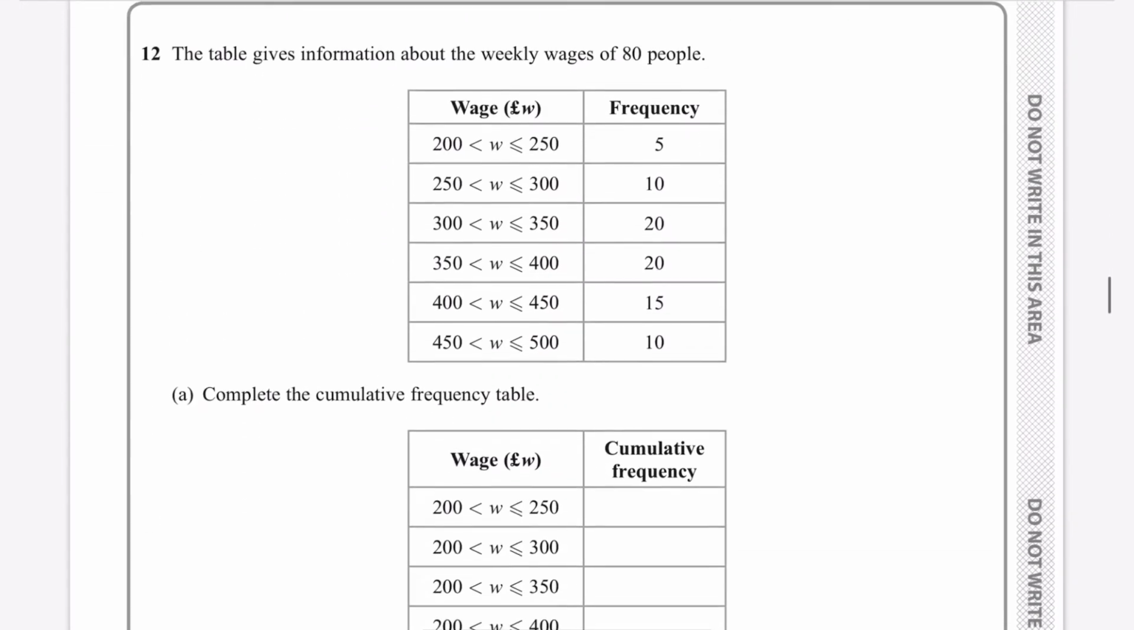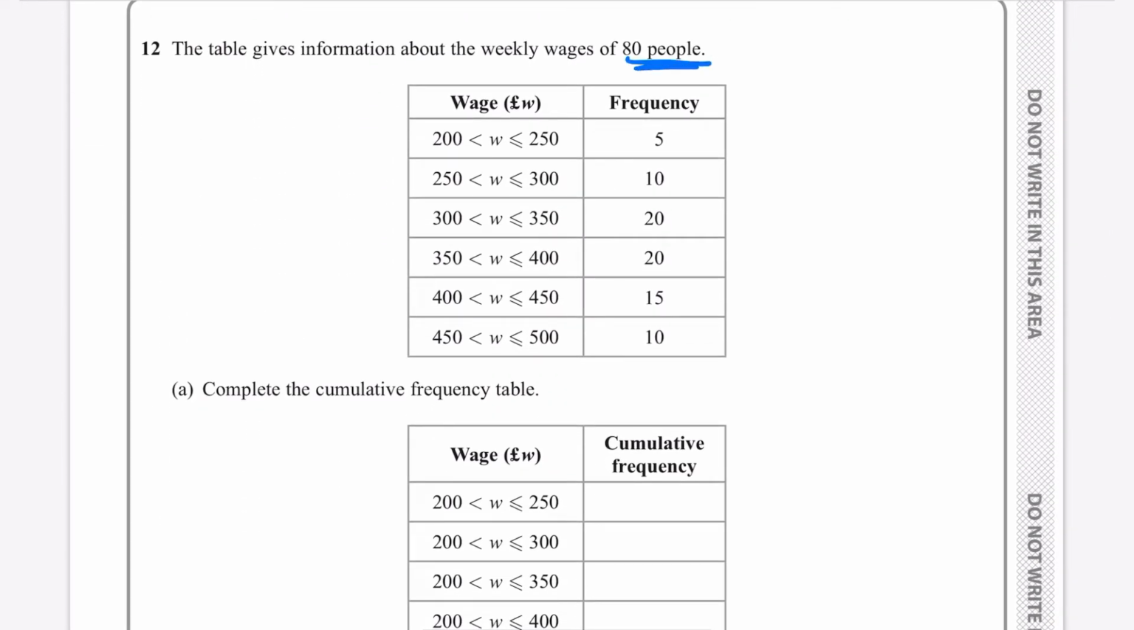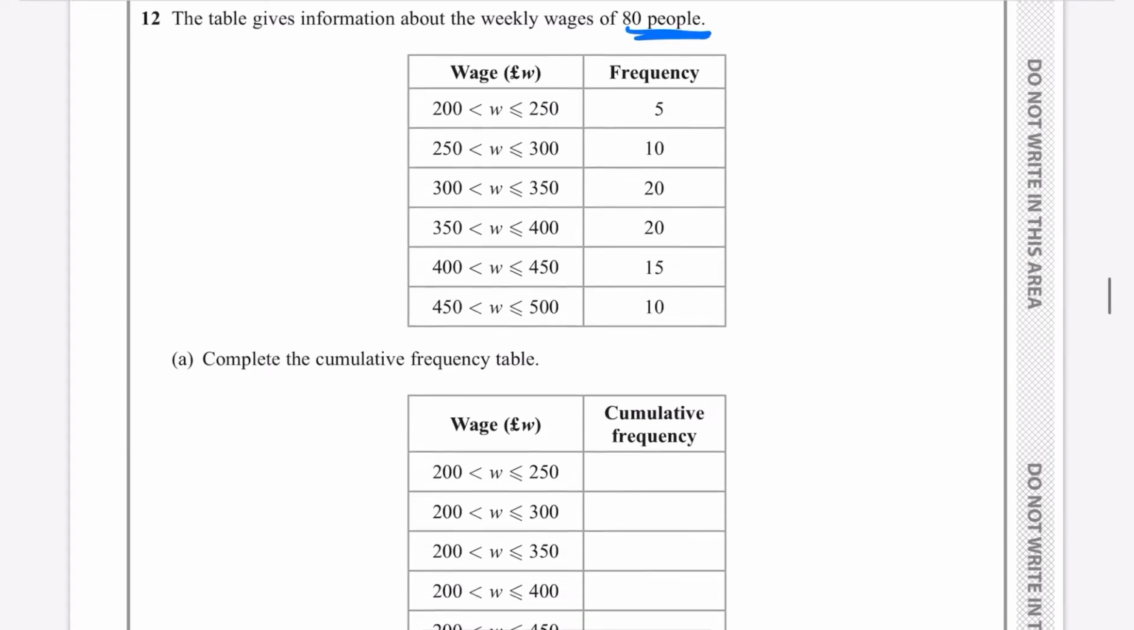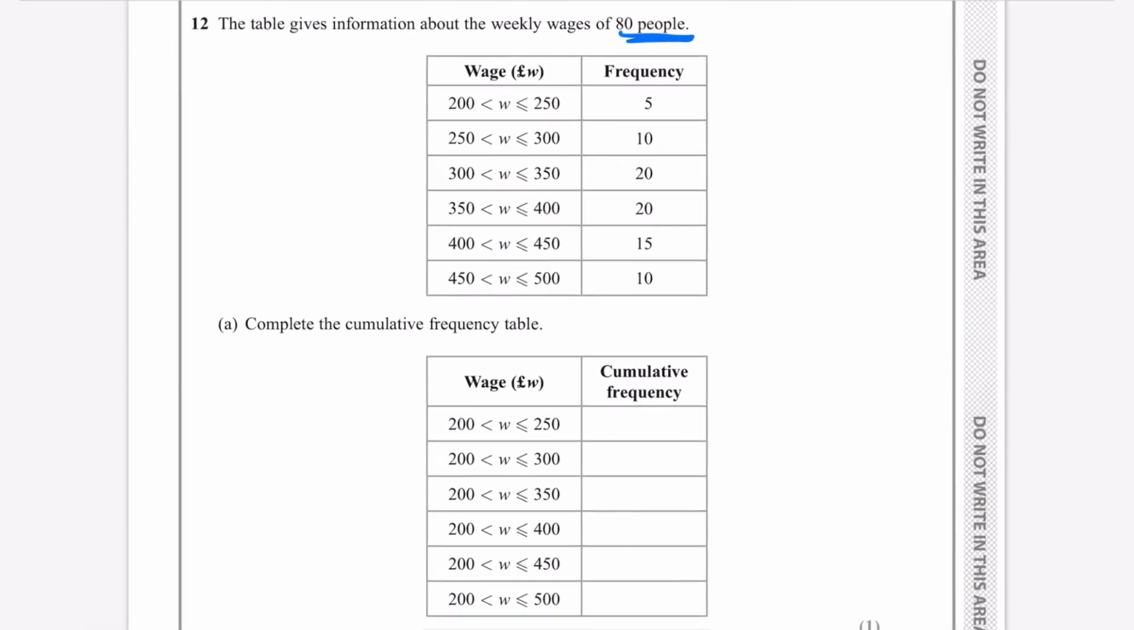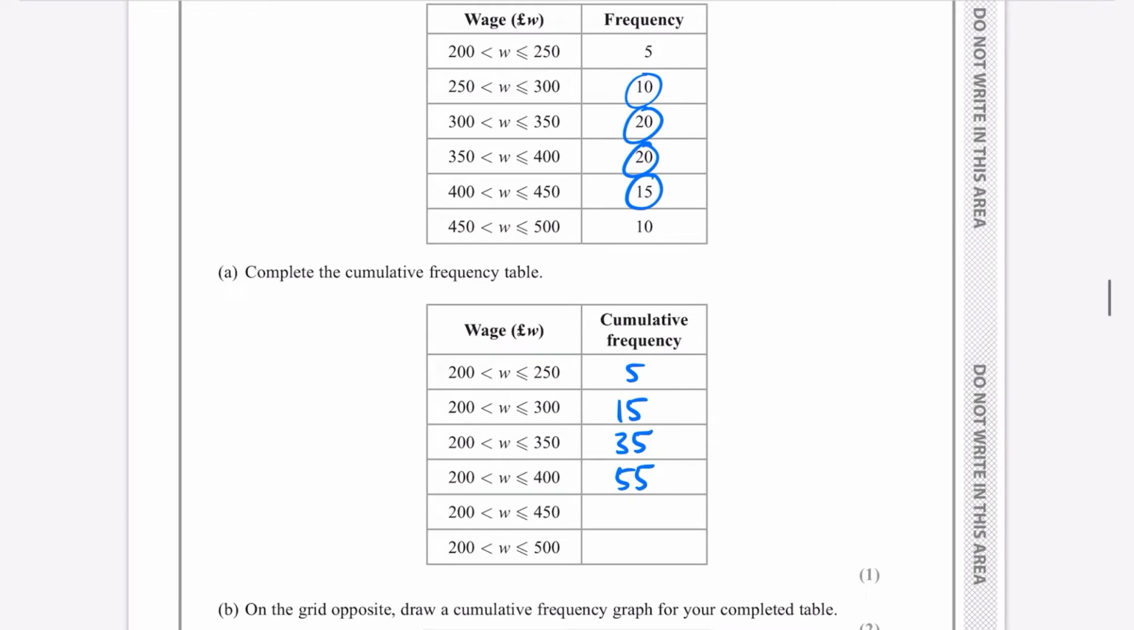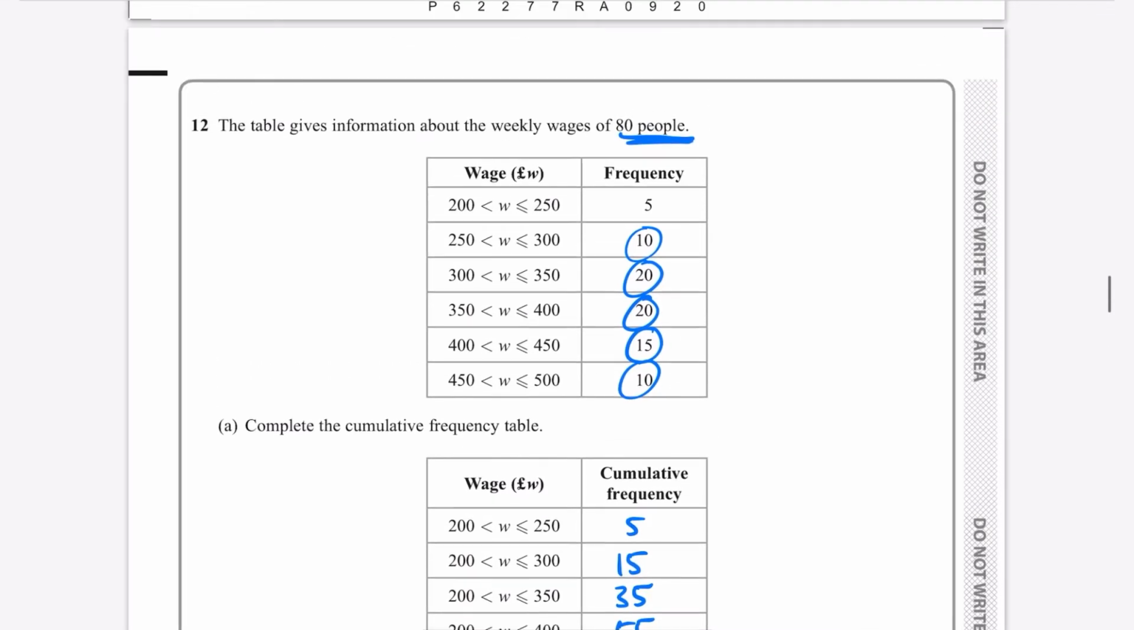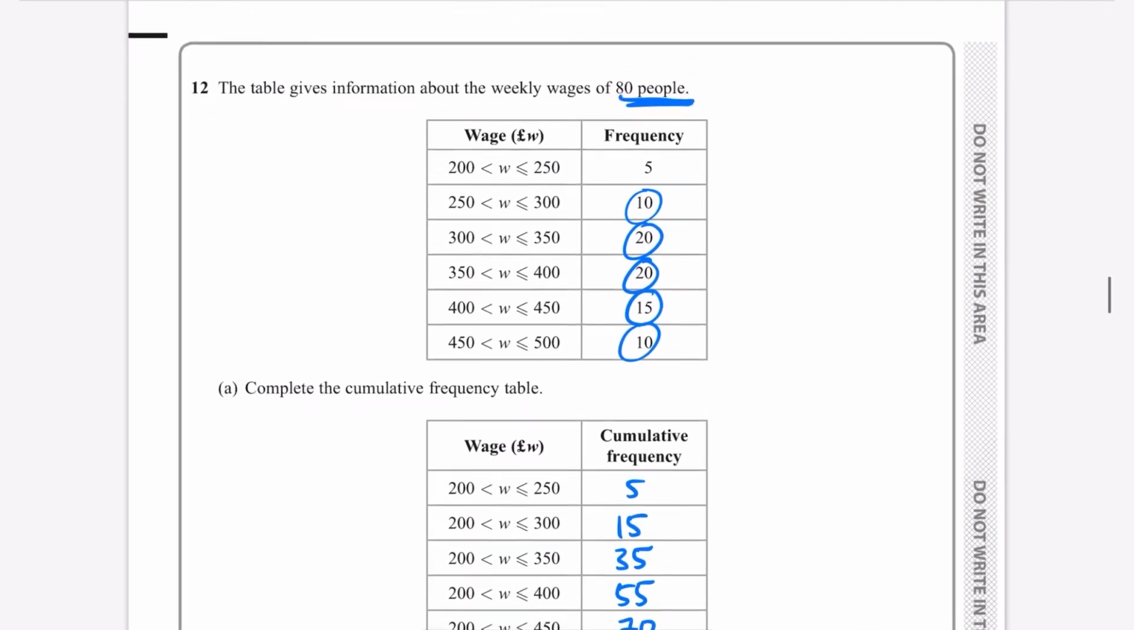Okay, question 12. This table gives information about the weekly wages of 80 people. Complete the cumulative frequency. Cumulative frequency means keep adding on these frequencies that we've got right here. So I'm going to start with a 5 for the beginning part, and then I'm going to add this 10 on to get me 15. Now I'm going to add on 20, so I get 35. I'm going to add on another 20, so I get 55. I'm going to add on 15 to 55, which is 70. And then I'm going to add on the last 10, and we get 80, which is great because the question said that there were 80 people.